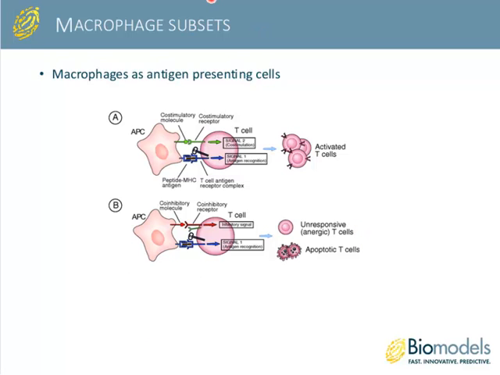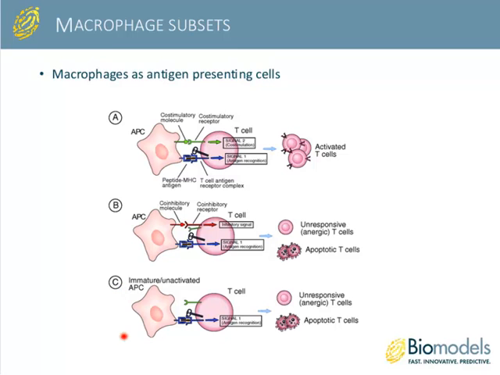And so the third option would be if the APC is immature or inactivated and not expressing any co-stimulation molecules at all, signal one isn't enough, you again get anergic or apoptotic T cells. So this just demonstrates that the antigen-presenting cell, by virtue of the molecules that it is expressing on the cell surface, is able to determine the style of immune response that the T cell is exhibiting.